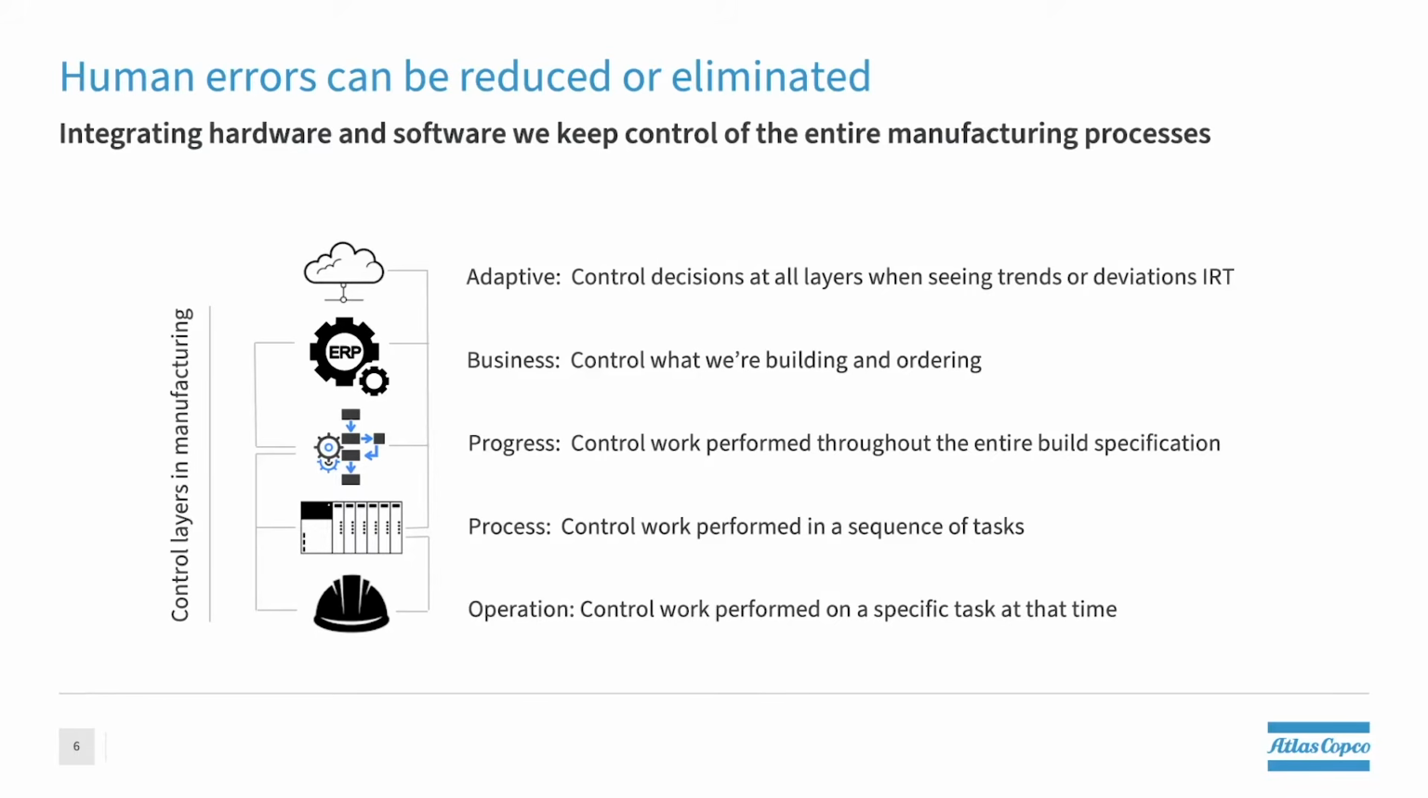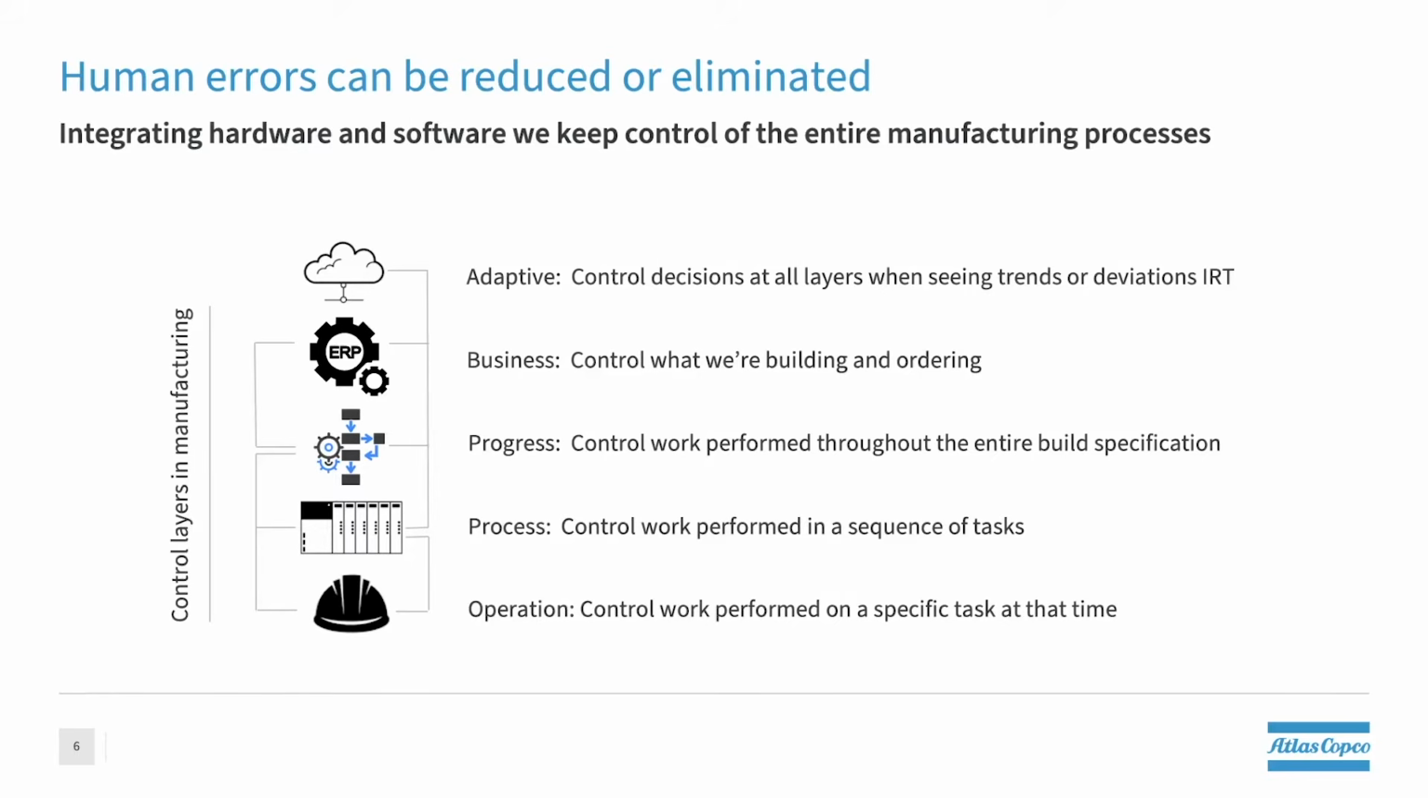If you're familiar with the 5 layers for automation, the schematic might look familiar. For the purpose of this presentation, I've reorganized and renamed some of these layers to focus on which assignments in manufacturing we're looking to control. At the lowest layer, the core layer for eliminating human errors, you'll see the operation layer. This is where we're able to control the work performed by the operator on a specific task at one time.